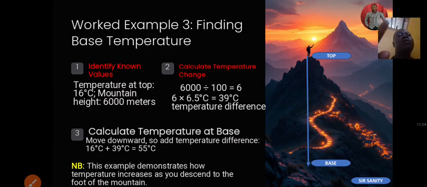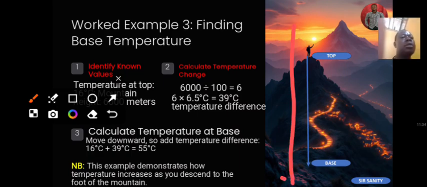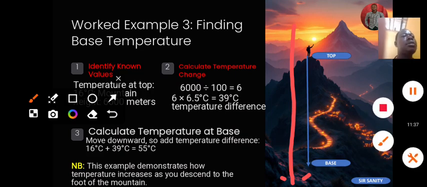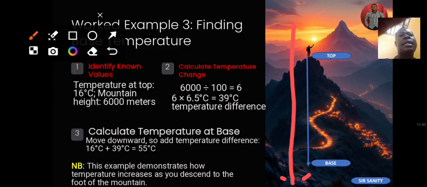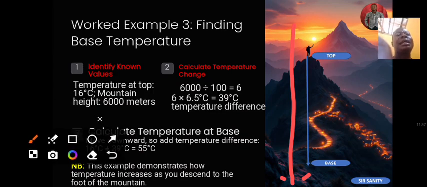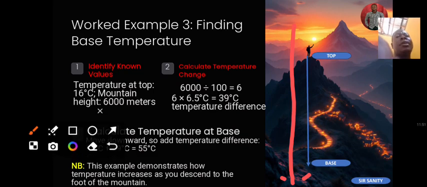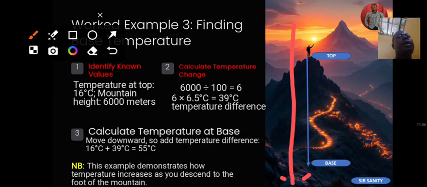So what are you going to do? Identify the known values. Here, with this example 3, we are at the top and we are looking for the temperature at the base. The example says that finding base temperature, the temperature at the top is 16 degrees Celsius on the mountain, and the mountain height is 6,000 meters. So if at the top it is 16 degrees Celsius, the temperature at the base is going to be increased. It's going to be more than the one at the top.